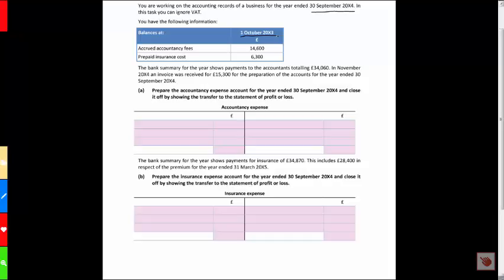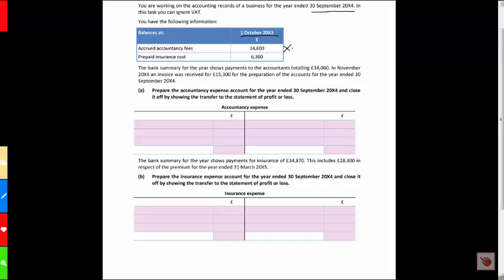At the beginning of the year, we've got accrued accountancy fees of £14,600. So that's something that last year we accrued for. Even though we hadn't had the invoice or paid the bill, we knew that that expense belonged in the year. So we would have accrued for that expense by debiting accountancy and crediting accruals because we had a liability in the fact that a bill was coming.